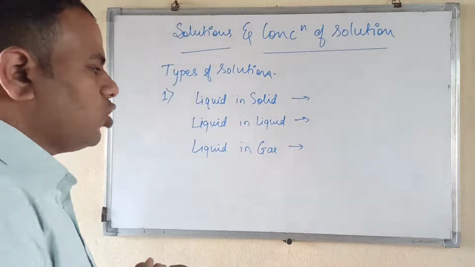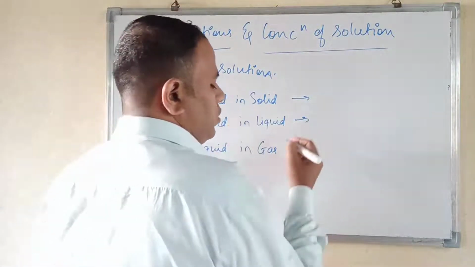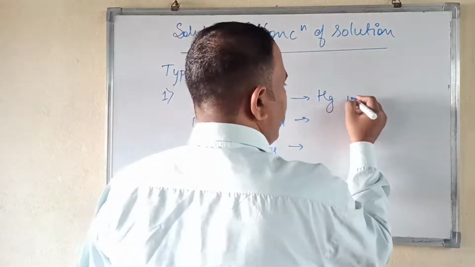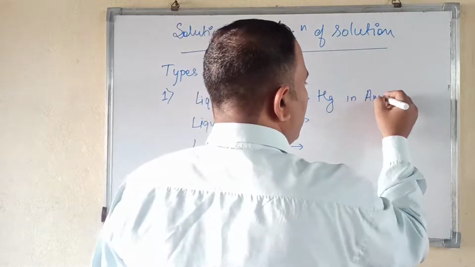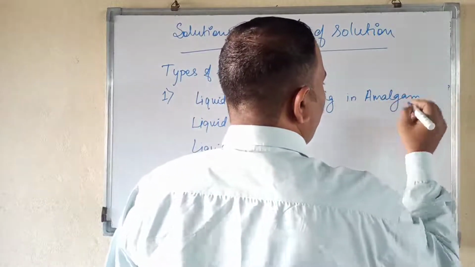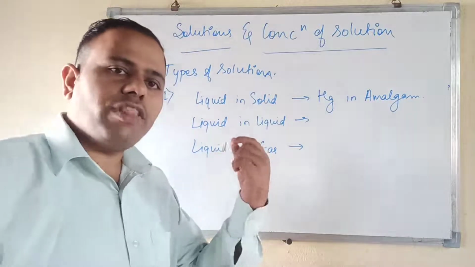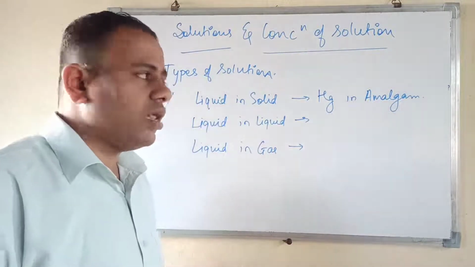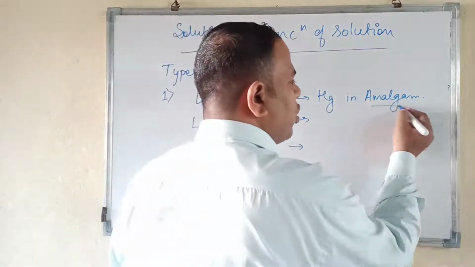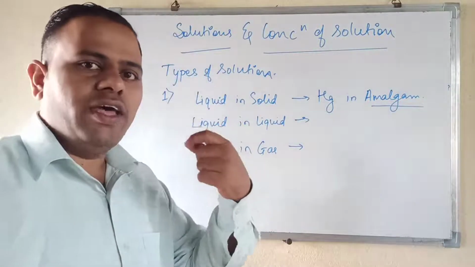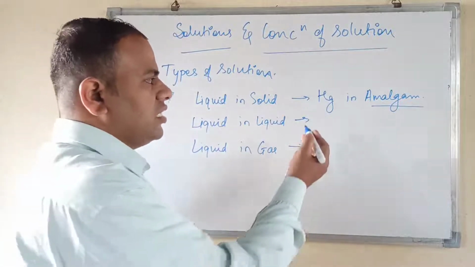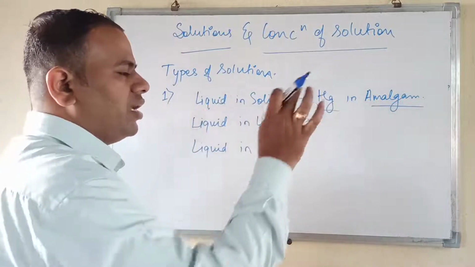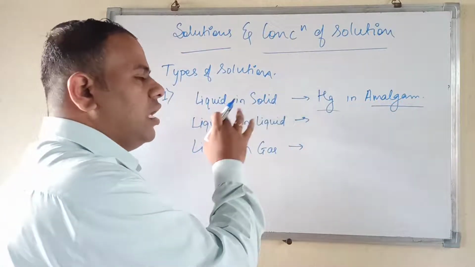Now liquid in solid. Here the example is the presence of mercury, Hg, that is the symbol of mercury, in amalgam. Amalgam is the alloy that we fill in our teeth. Whenever you do your root canal, there is an alloy called amalgam that is being filled as a filling in these teeth, and this is an alloy of mercury. So it is the solution of liquid, that is mercury, in solid, that is amalgam. That is an example of a liquid in solid solution.